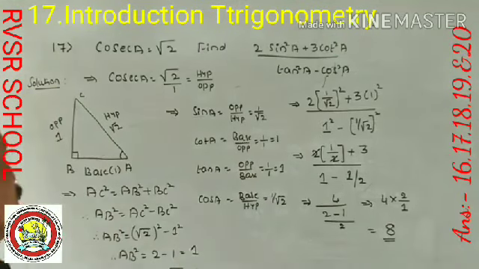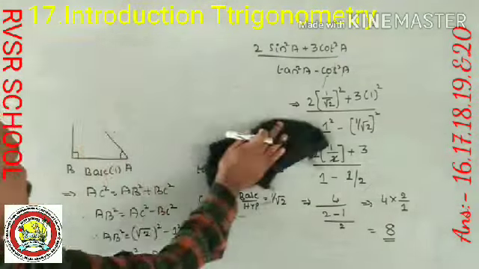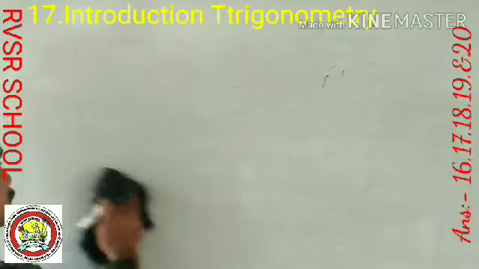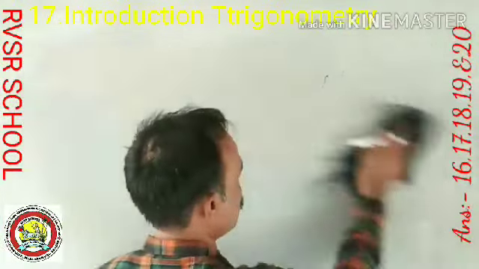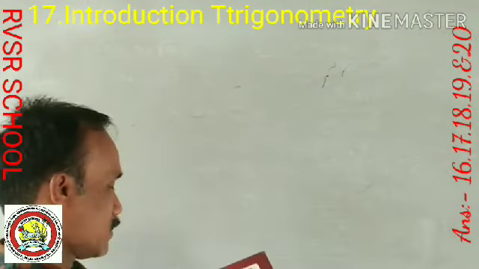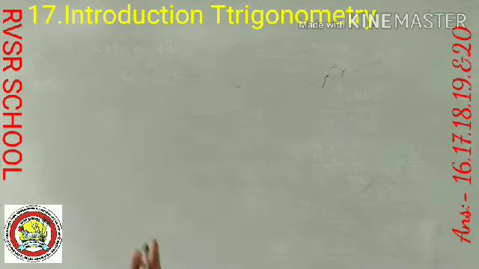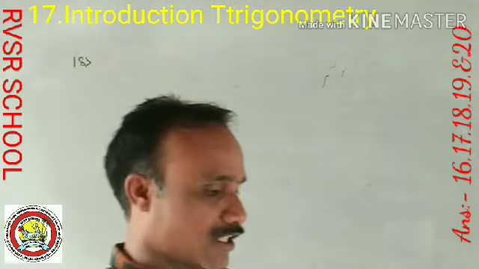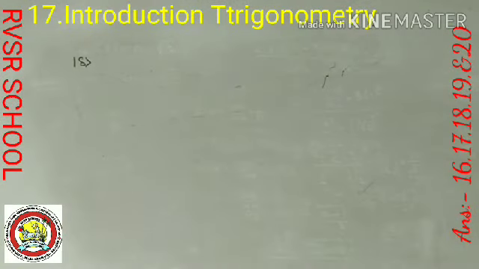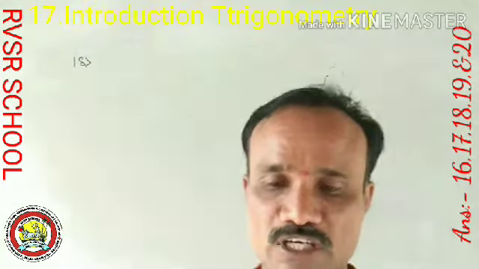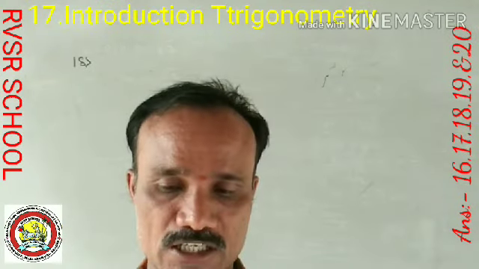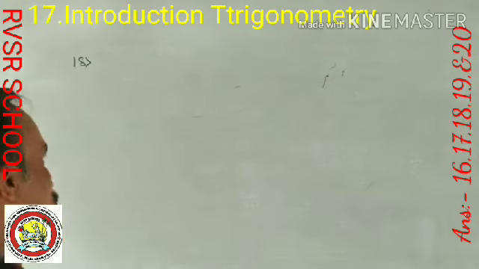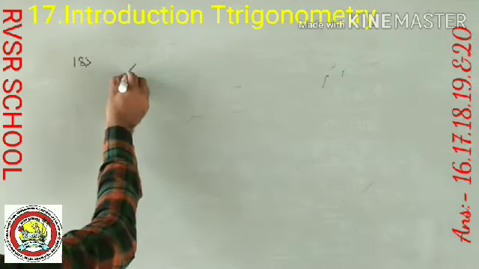Next, let's consider question number 18. The diagonals AC and BD of a rhombus ABCD meet at O. If AC is equal to 8 centimeters and BD is equal to 6 centimeters, find sine angle OCD.